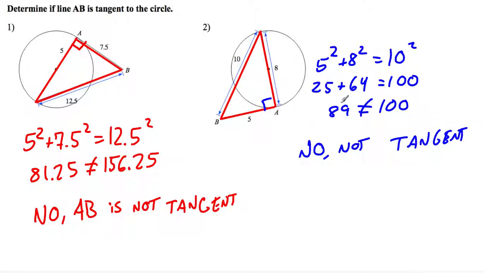It would be a tangent if we got these two values to equal each other, because it would make a right triangle. A squared plus b squared equals c squared would work. That's the Pythagorean theorem. And that's only going to work when this is a right angle, making AB a tangent.